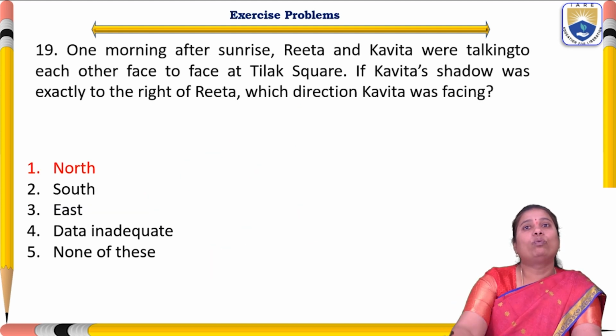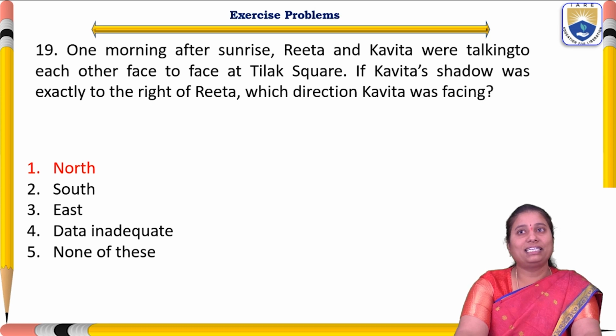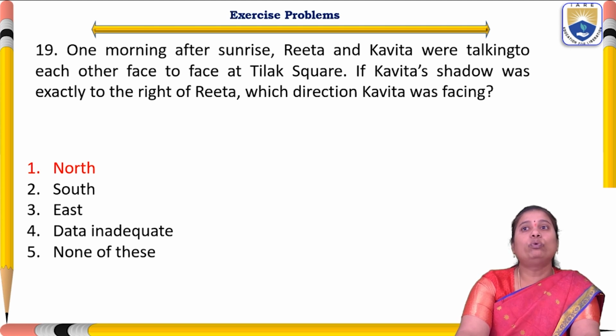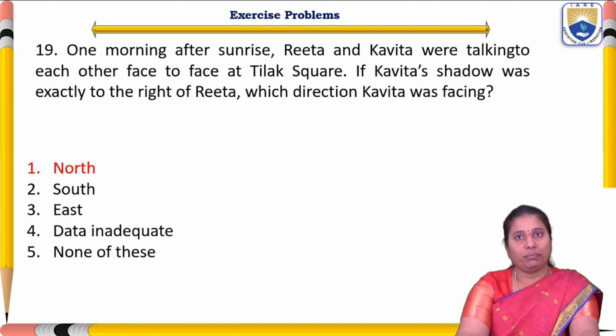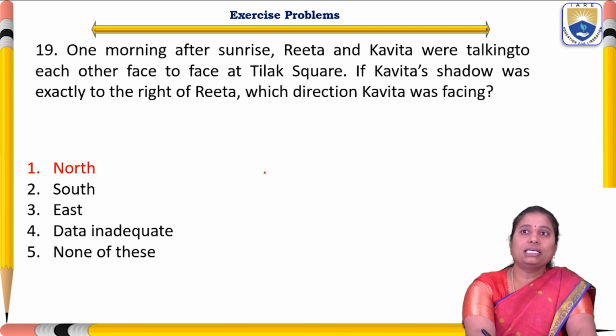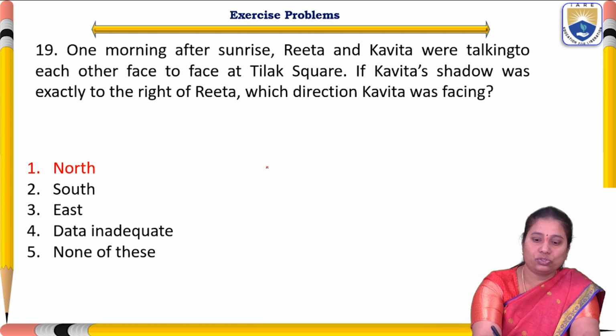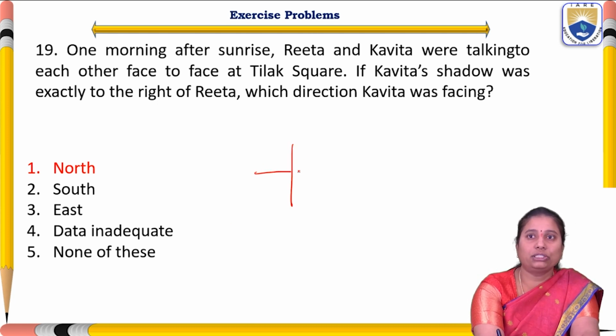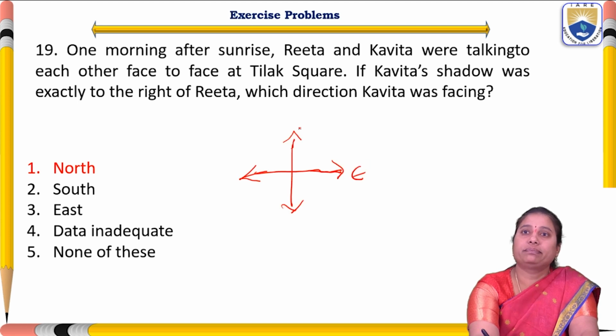19th one. One morning after sunrise, Rita and Kavita were talking to each other face to face at Tilak Square. If Kavita's shadow was exactly to the right of Rita, which direction was Kavita facing? So one morning after sunrise means morning time. If Rita and Kavita were facing each other, generally, if these are the directions, east, north, west and south.